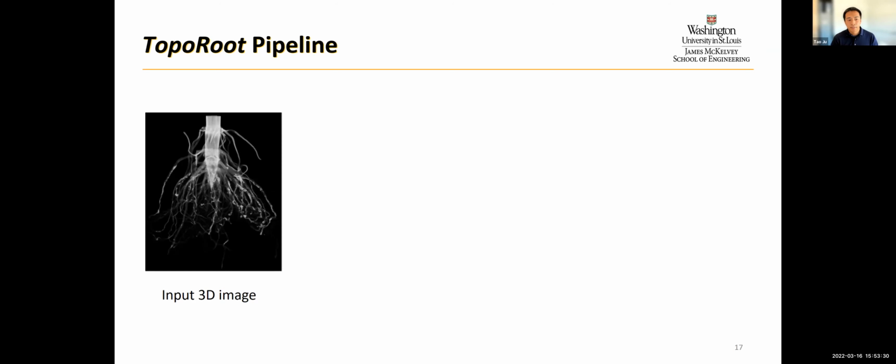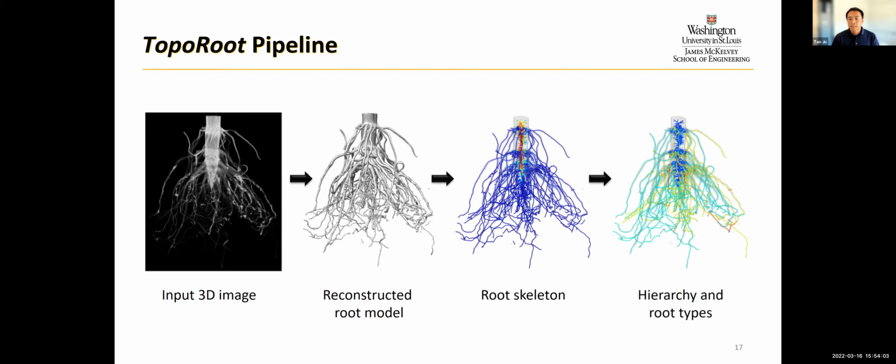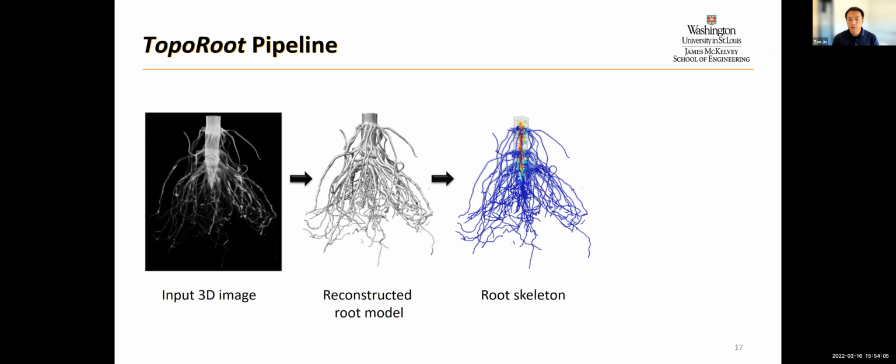The first step is taking the input 3D image and producing a reconstructed 3D model of the root. The emphasis in this step is to try to create a model that best matches the topology of the root. So like I said, the root is a connected shape that doesn't have handles, that doesn't have loops or cycles, right? So we try to make sure that we achieve that particular structure and topology as best as we can at the reconstruction stage.